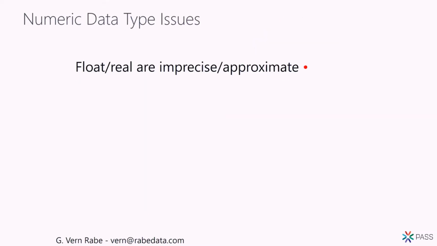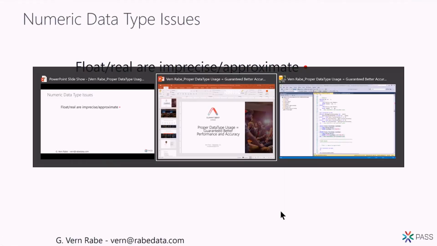So here's some numeric data type issues. First one is float and real are imprecise by definition. By definition, they're imprecise. They are not intended to be accurate. And that can show up in so many different ways.